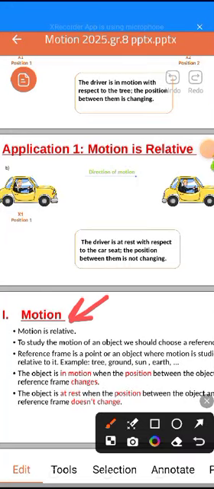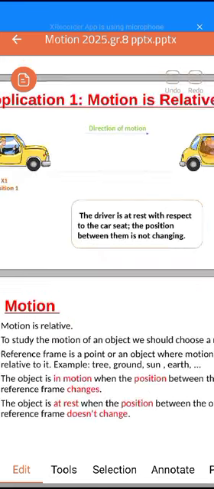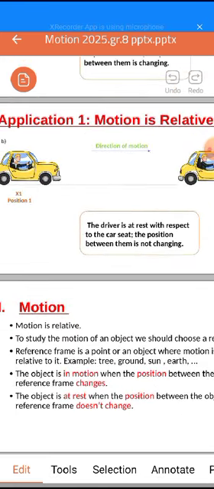First, motion is relative. Motion is relative means that the same object can appear at rest and in motion at the same time. How? Like the driver. The driver, when he's driving his car, is at rest with respect to his seat, but he is in motion with respect to the tree. And this depends on the reference frame that we chose for him.